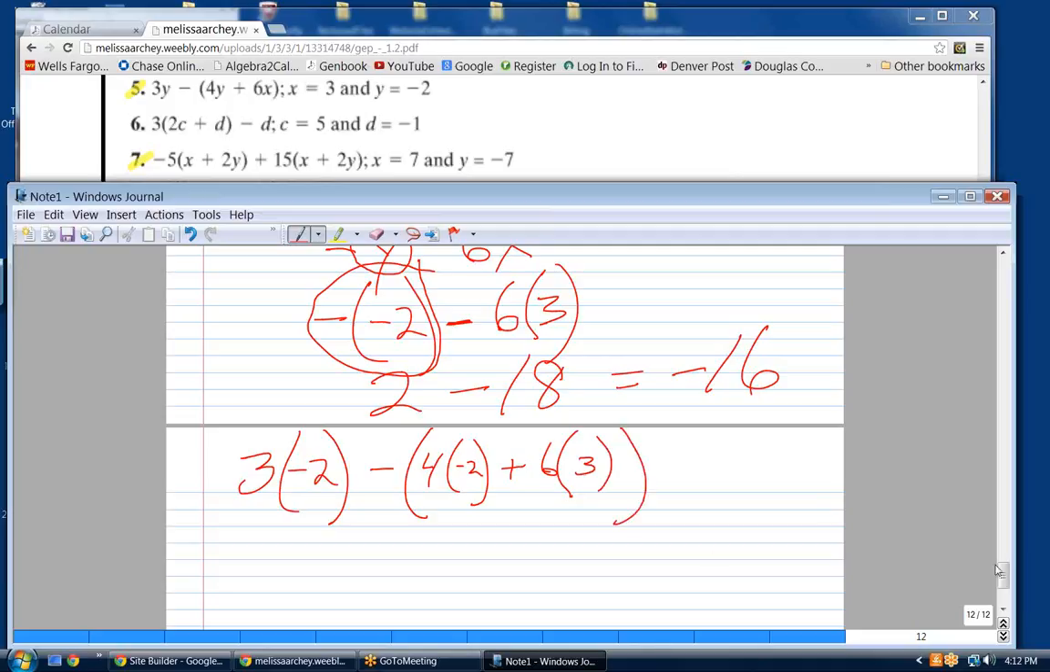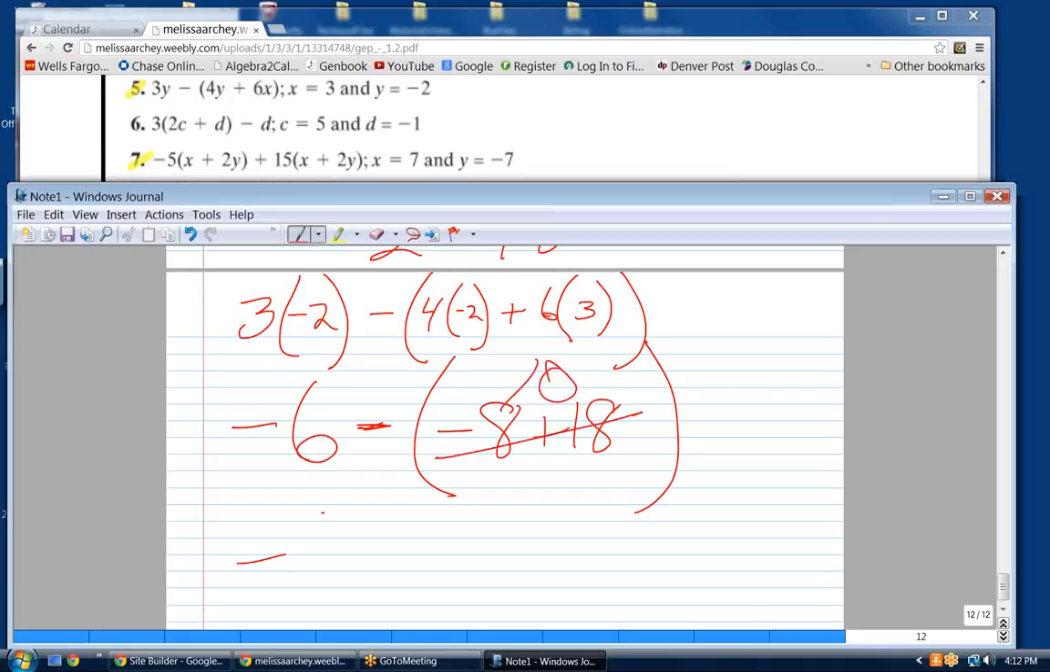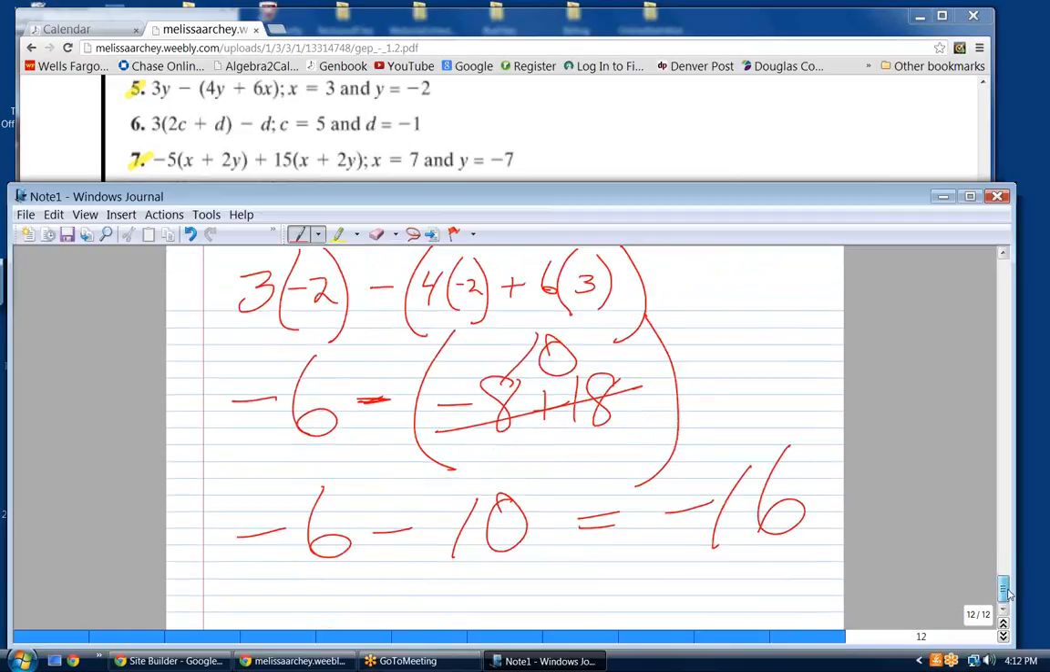Okay, so in other words, if I don't simplify first, this is what I have. Well, this is negative 6 minus, and then if I do everything in the parentheses, I have a minus 8 plus an 18, which is plus 10. So now I have a minus 6 minus a 10, which is negative 16. So I get the same answer, which obviously you're going to.